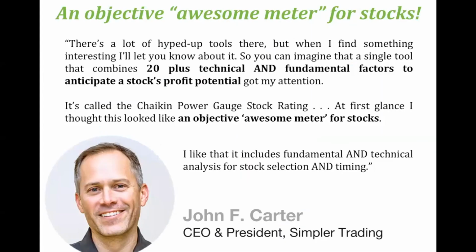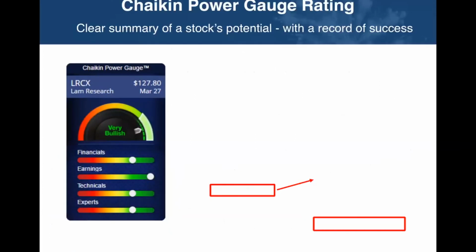And John Carter, who's another partner of ours, was introduced to the power gauge about a year ago and immediately gravitated toward it, said, awesome meter for stocks, combines 20 plus technical and fundamental factors to anticipate a stock's potential, and it got my attention. So he called it an awesome meter for stocks. And let's look at those 20 factors that intrigue John Carter.